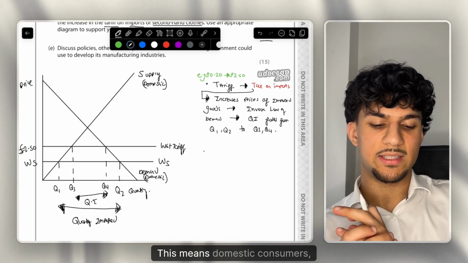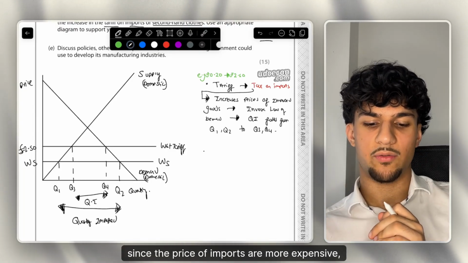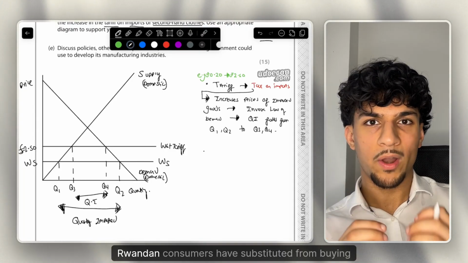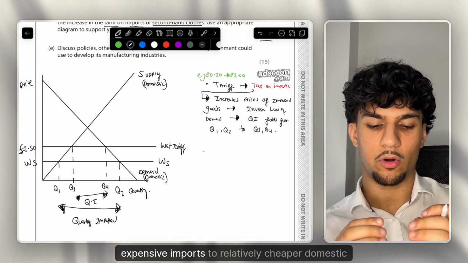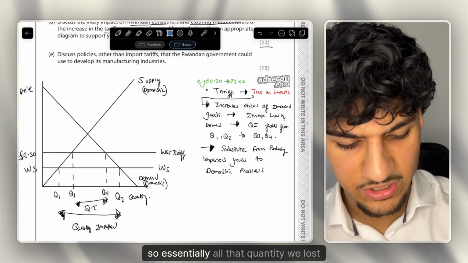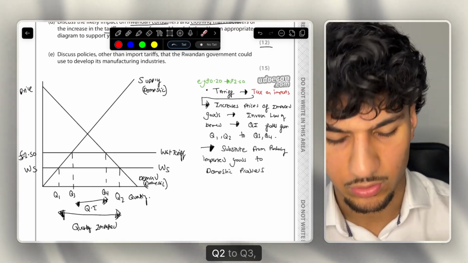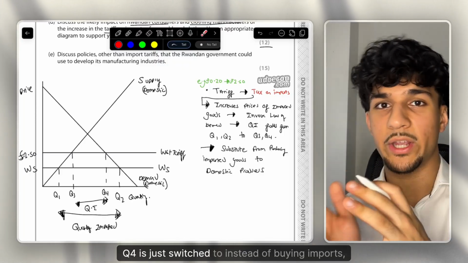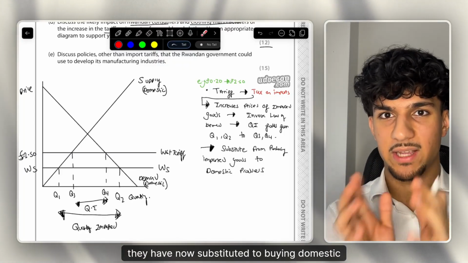If the quantity imported is decreasing from Q1, Q2 to Q3, Q4, what does this mean? This means domestic consumers, since the price of imports are more expensive, have substituted. Rwandan consumers have substituted from buying expensive imports to relatively cheaper domestic goods. All that quantity we lost of importing, Q1, Q2 to Q3, Q4, has switched to buying domestic goods instead.